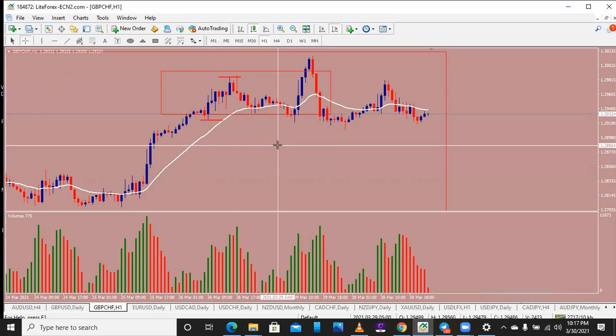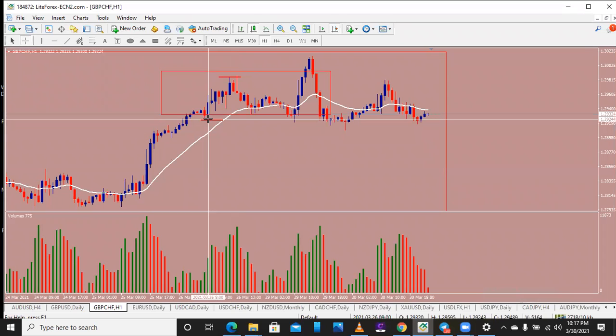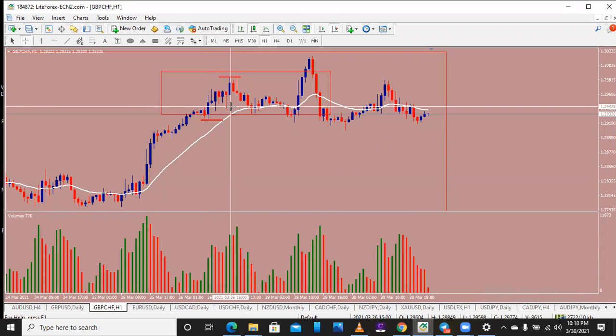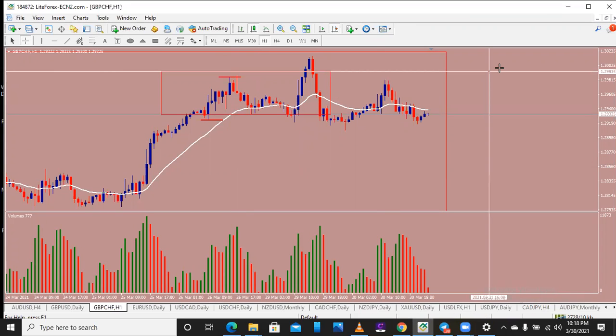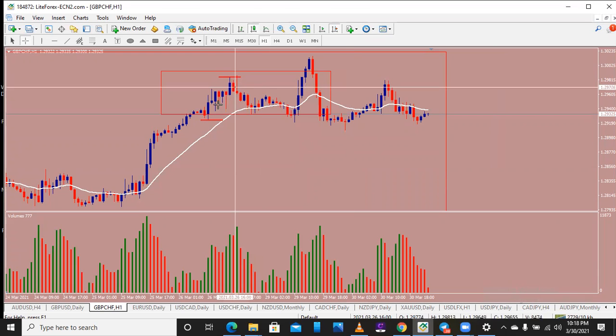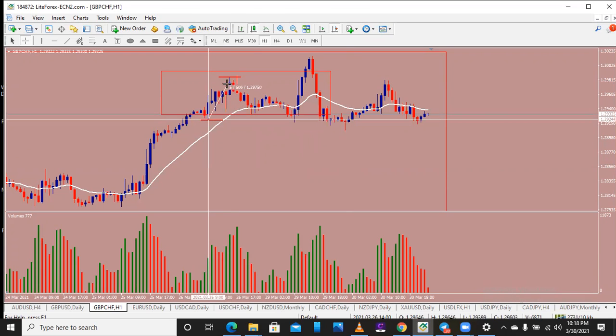I will trace my crosshair and count the number of bars. We have 1, 2, 3, 4, 5, 6, 7. We have 7 bars that push price up. Can you guys hear me? Yes, sir. Good. Now, 7 bars, bullish bar up. How many pips? That is 62 pips.